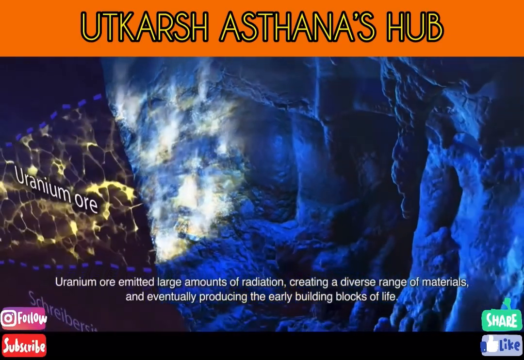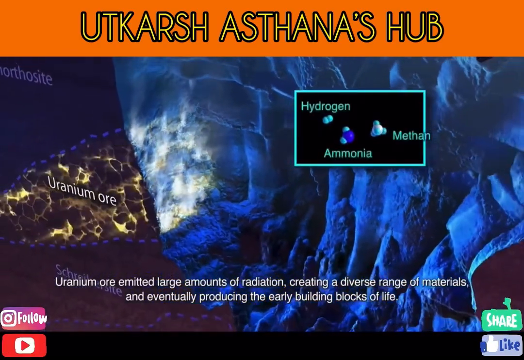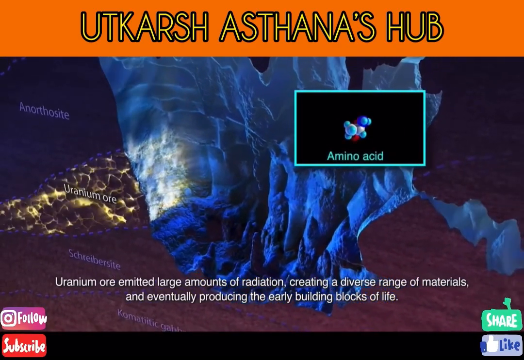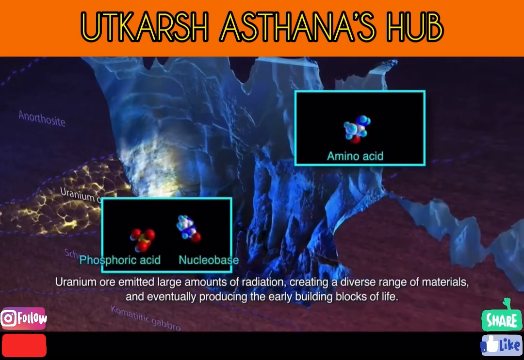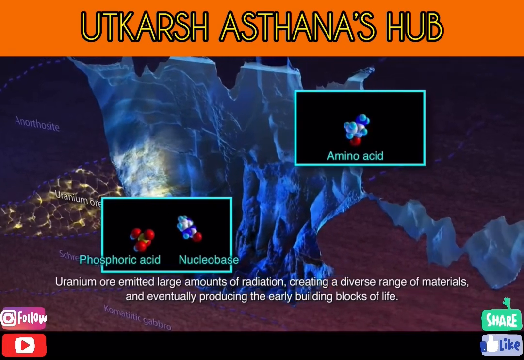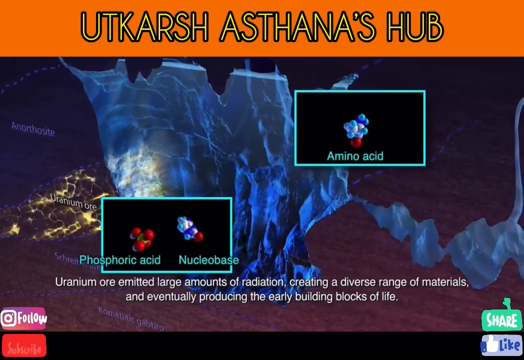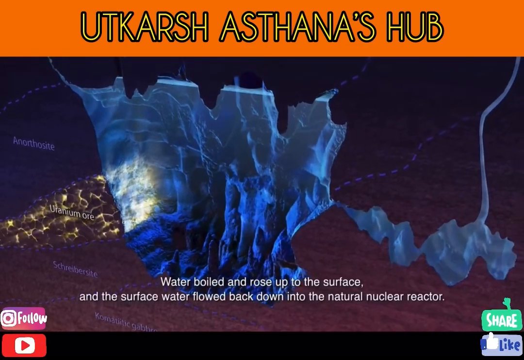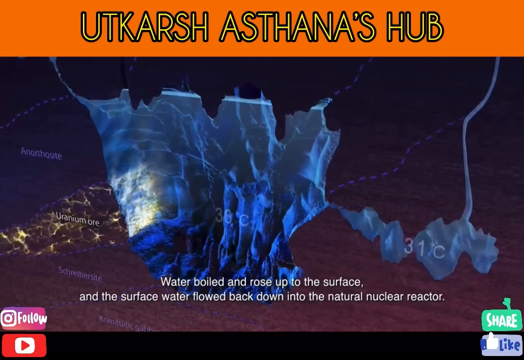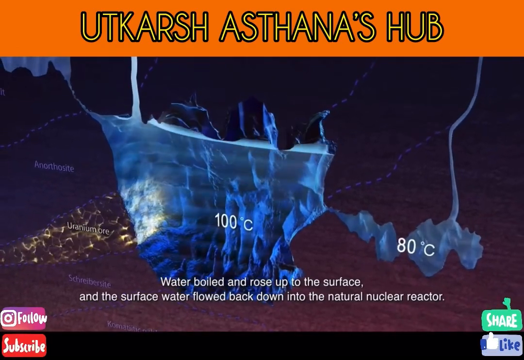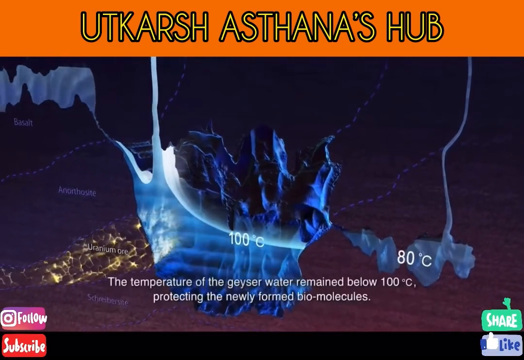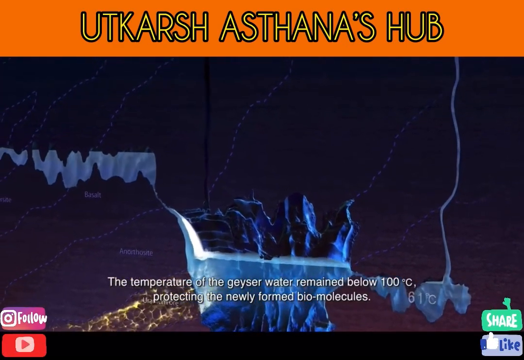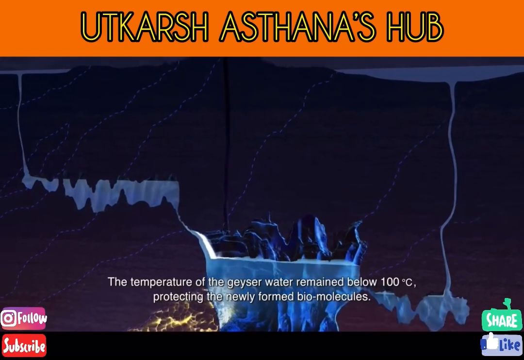Uranium ore emitted large amounts of radiation, creating a diverse range of materials and eventually producing the early building blocks of life: amino acid, ribose, phosphoric acid, and nucleobase. Then water boiled and rose up to the surface, and the surface water flowed back down into the natural nuclear reactor, which made the temperature increase by 20 degrees Celsius. The temperature of the geyser water remained below 100 degrees Celsius, protecting the newly formed biomolecules.